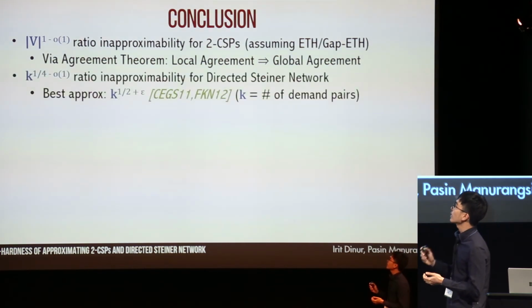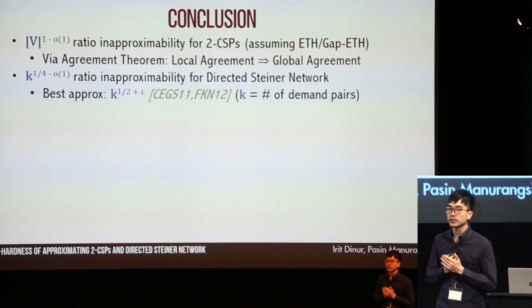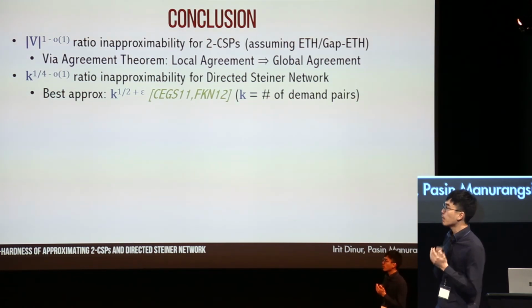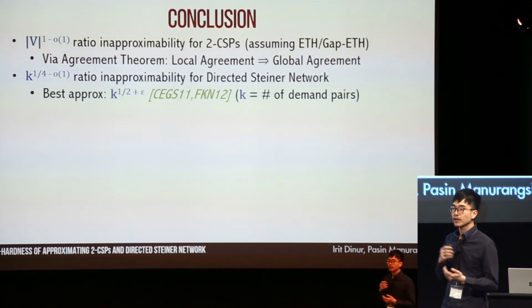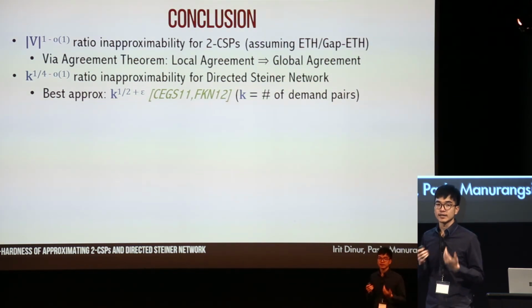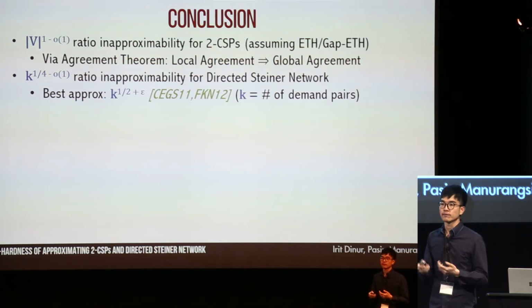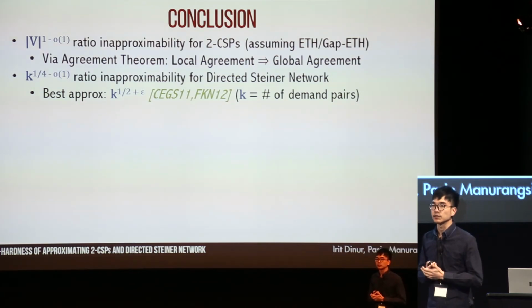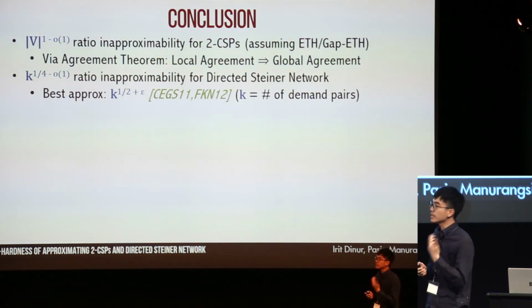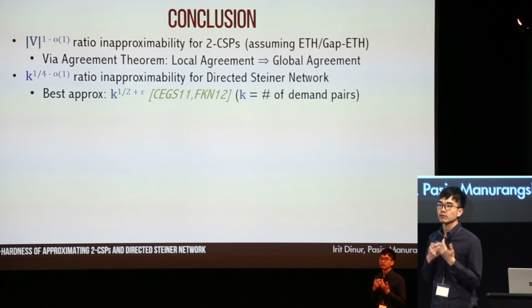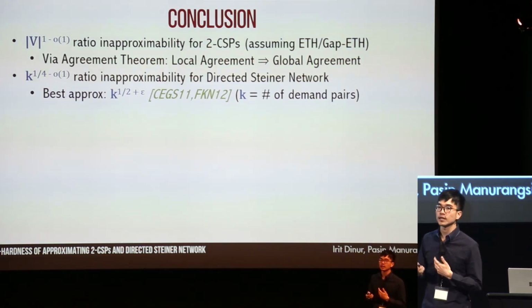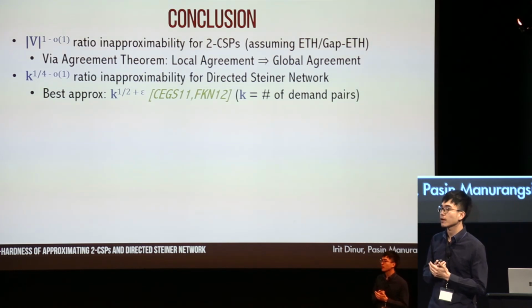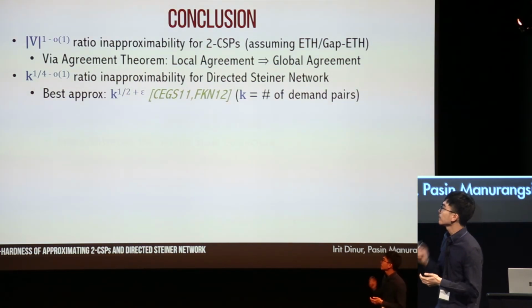And as a corollary of our result, we also get a k to the 1/4 hardness of approximation for directed Steiner network. So this is the directed version of the Steiner forest, for those of you who came for the Steiner forest talk a couple of days ago. The best known approximation ratio here is roughly square root k. And so our result is the first polynomial in k hardness of approximation result.